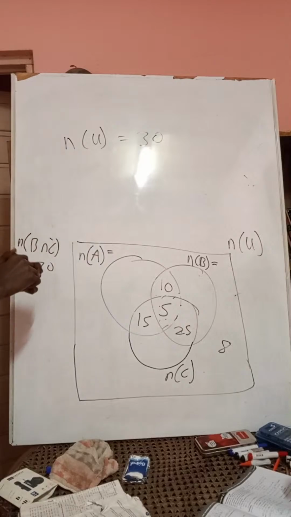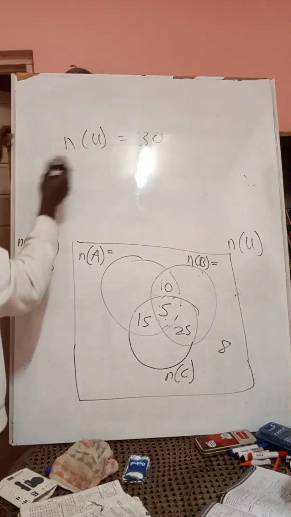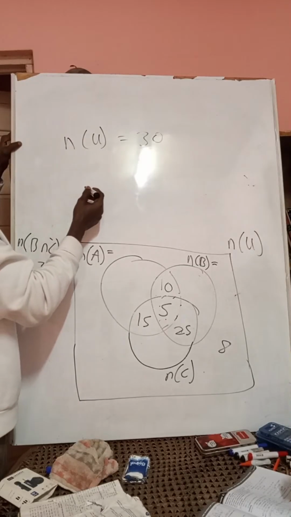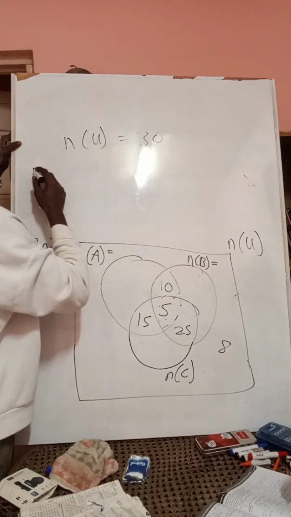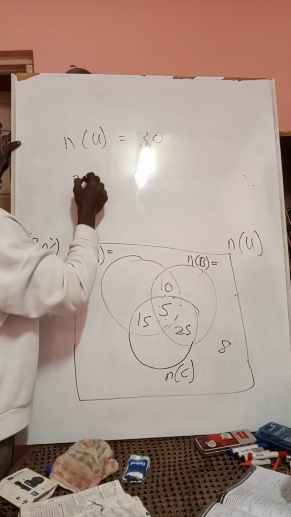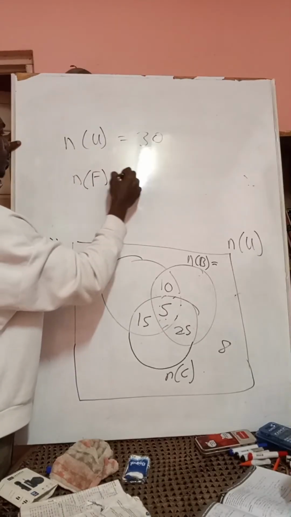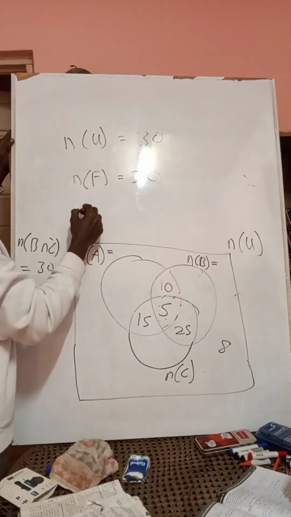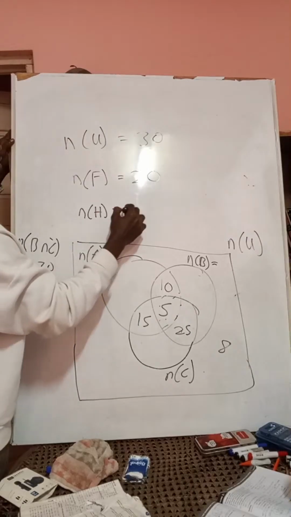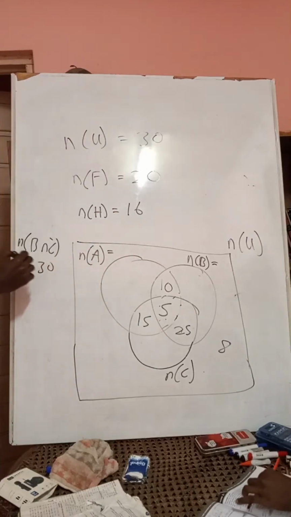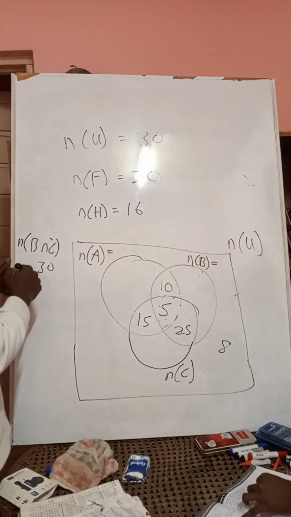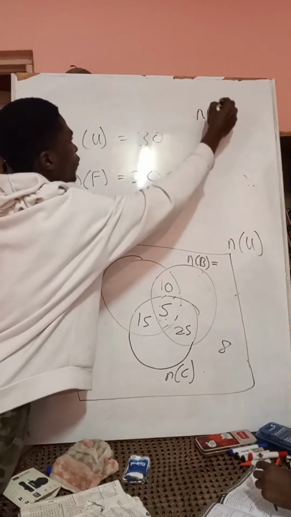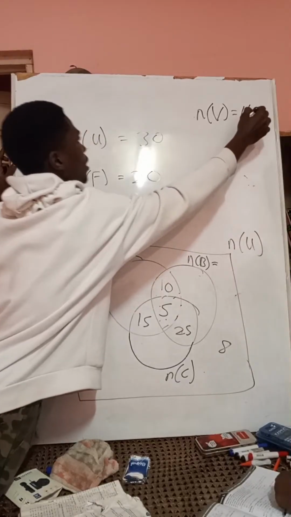20 of them play football. So 30 students, 20 of them play football. So you will use F to represent football. So you can say number of F equals what? 20. 16 play hockey, so number of H equals 16. And 16 play volleyball, so number of V equals 16.